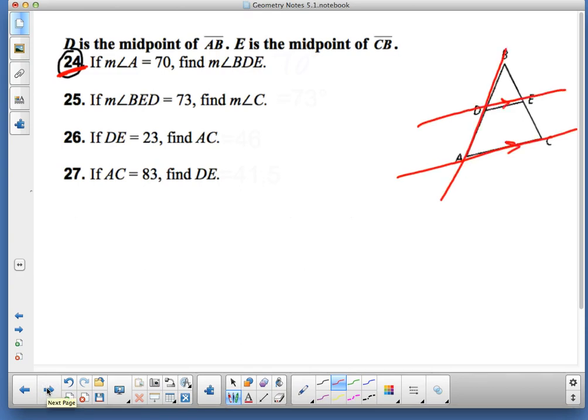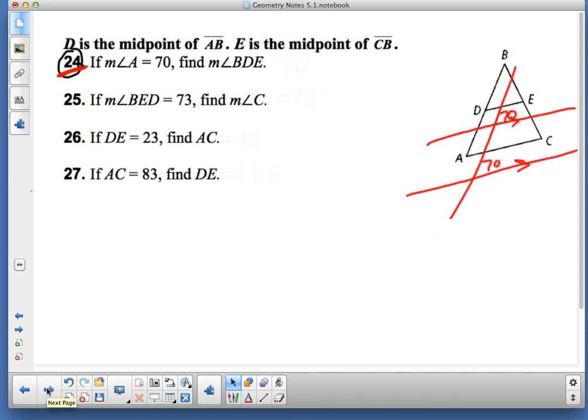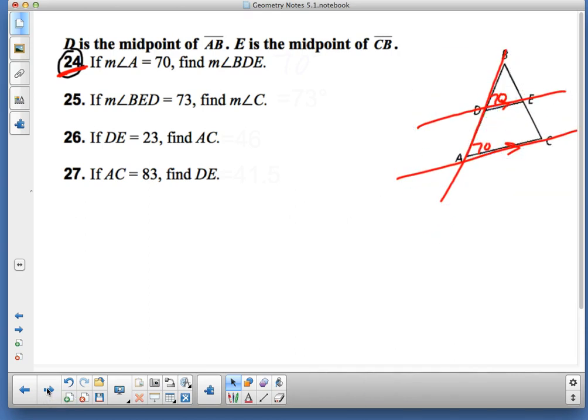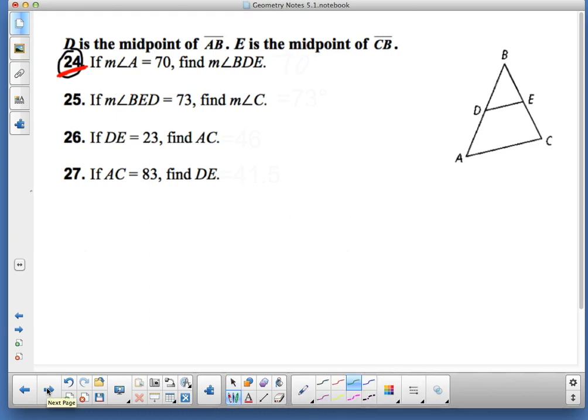This is parallel to this. I've got a transversal. This is 70, and they're corresponding angles. So I got BDE is 70 degrees. Not because I felt like it, not because it looked like it, because I have a property of 2 parallel lines cut by a transversal. And that transversal sandwiches the angle 70 degrees in there. So I know BDE, if I get rid of this now, I know BDE is 70 because A is 70.